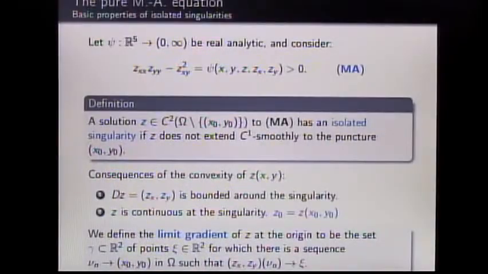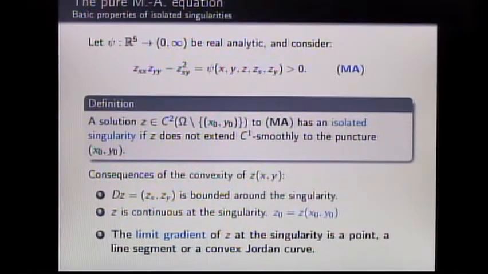As we have said in the definition, we don't have a well-defined gradient, but we can define what we are calling the limit gradient of the solution at this puncture. What is it? It is the set of all the possible limits of the gradient of the solution when we approach with some sequence of points converging to the puncture. Okay, this will be gamma, the limit gradient. And it is a limit of convex curves. There are only three possibilities. It can be a point, that is a vector in the plane, if the solution in fact is regular, we have a well-defined gradient. It can be a priori a segment, or it can be a convex Jordan curve. We don't know a priori what it is, this limit gradient. Okay.